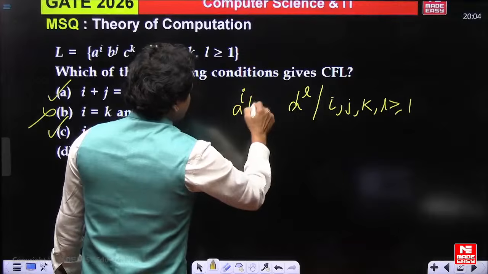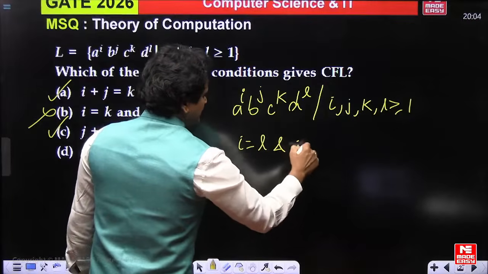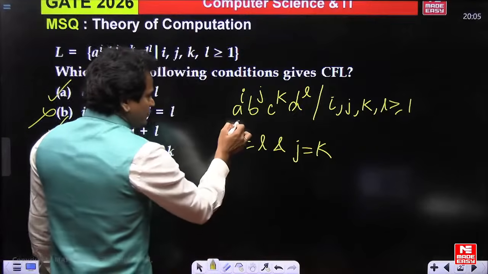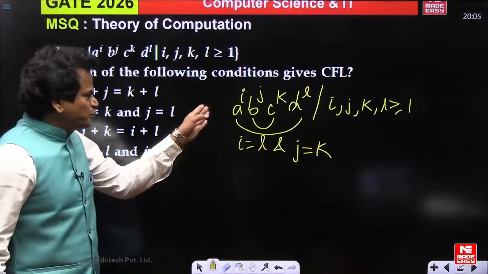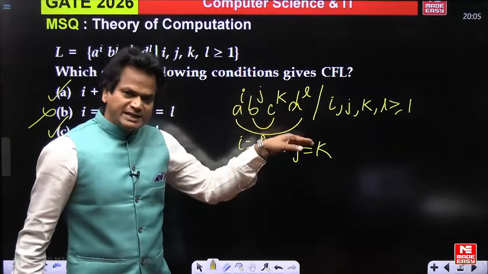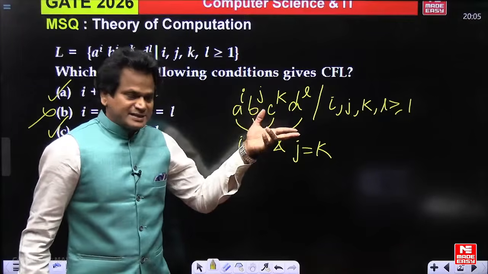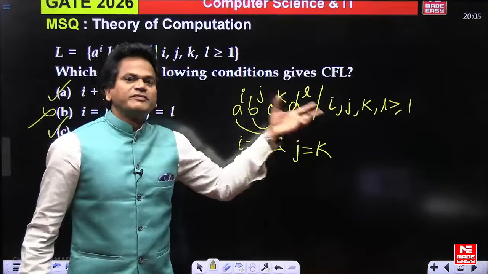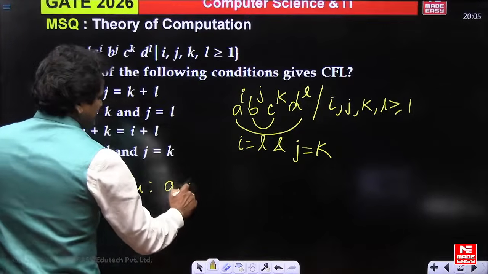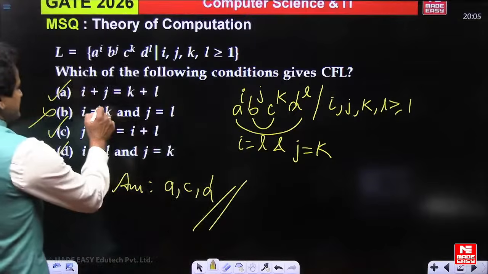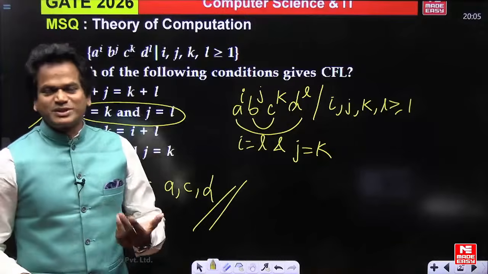Next, a^i b^j c^k d^l with i equal to l and j equal to k. So we have to compare A's with D's and B's with C's. We push the A's, we push the B's. When C comes, pop the B's. When D comes, the stack contains A's, as B's and C's are equal. When D comes, we pop the A's. So this is also a CFL. So the answers are A, C, D. Except this one, because it is an alternating comparison. The remaining are all CFL. This is the question we got from the students on memory based.